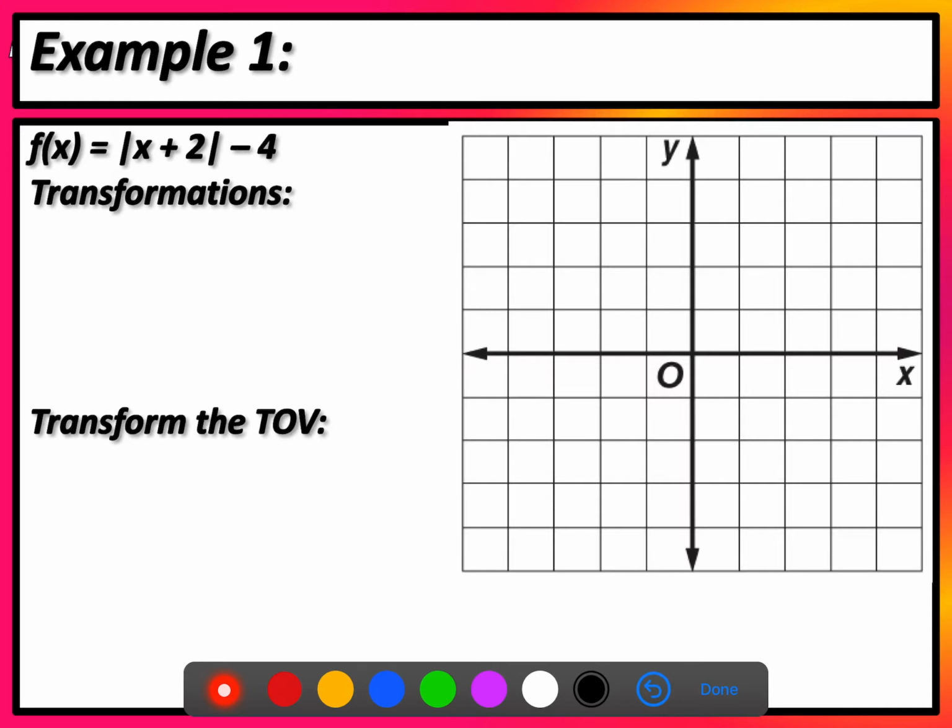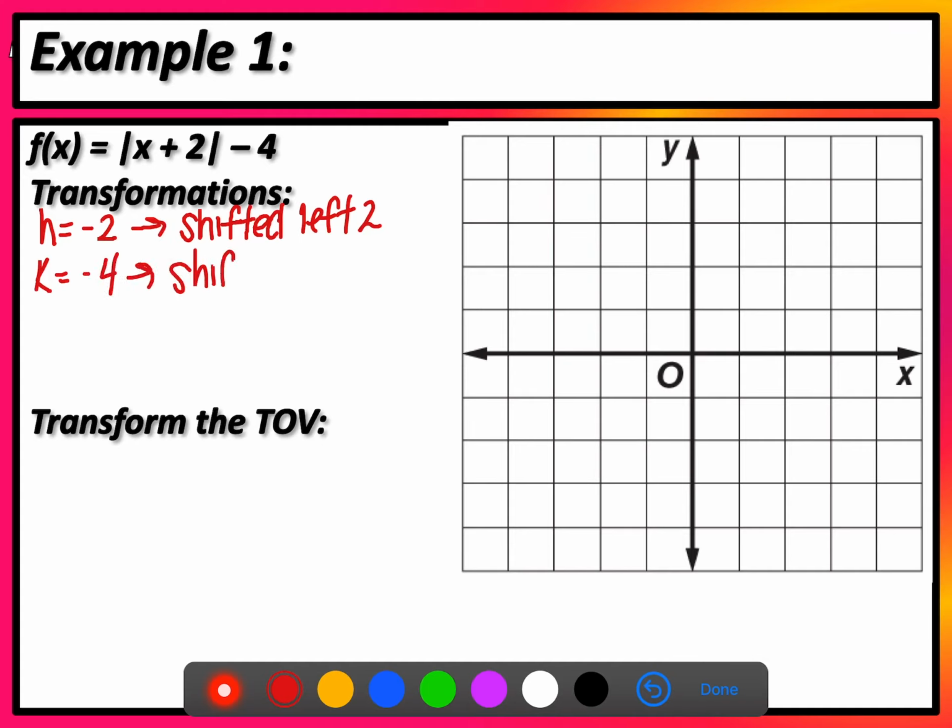Okay, so now what we want to do is transform our table of values. Again, I'm looking at this equation and I'm going to first write out what my transformations are. So I see that H equals -2. So this is shifted to the left 2. And then I see that K equals -4. So this is shifted down 4.